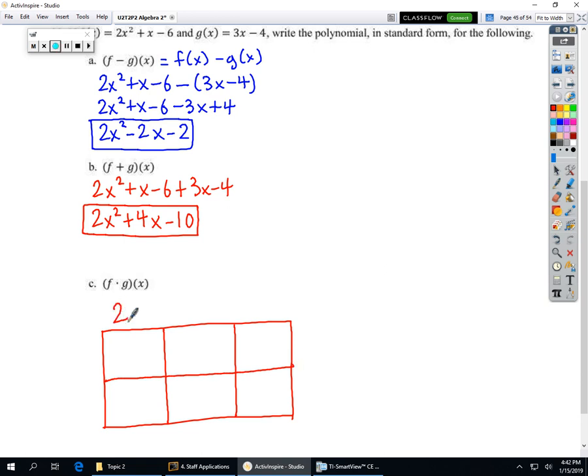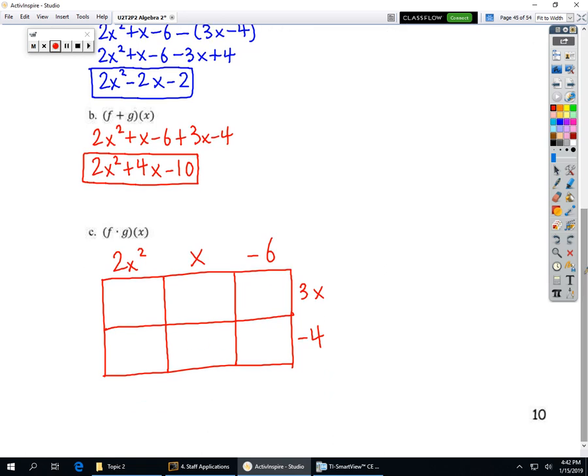So this is the 2x squared. This is the plus x. This is the minus 6. And the 3x minus 4 goes on this side. So this is a nice way to multiply it that's not too overwhelming. 2x squared times 3x is 6x cubed. x times 3x is 3x squared. These two become minus 18x. 2x times minus 4, that's negative 8x squared. x times minus 4 is minus 4x, and that is positive 24.